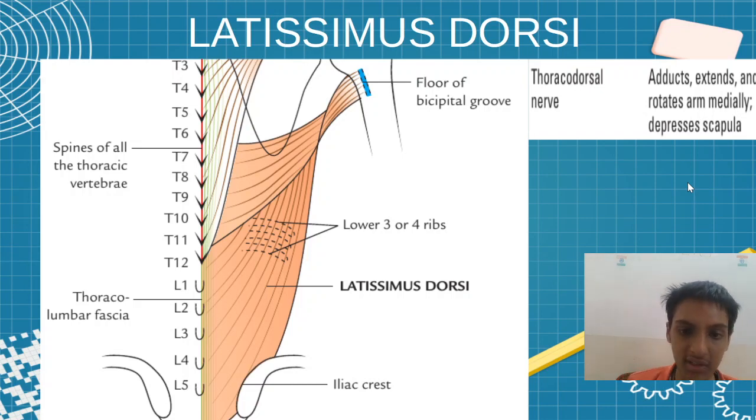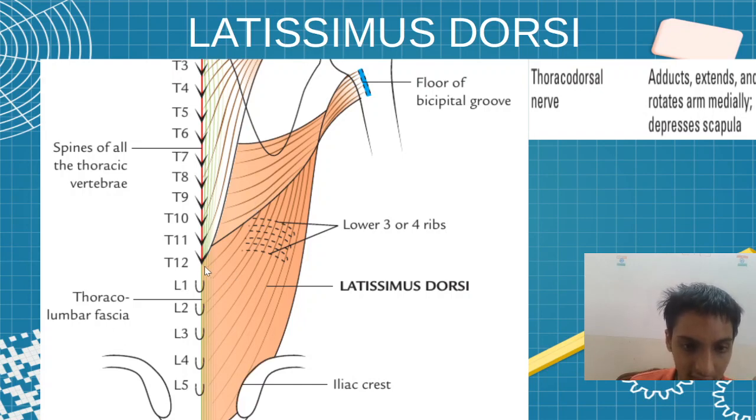Okay, let's come to the latissimus dorsi. Origin is L1 to L5. There was one muscle which had a very similar origin. That was our quadratus lumborum. I've discussed it in another video.